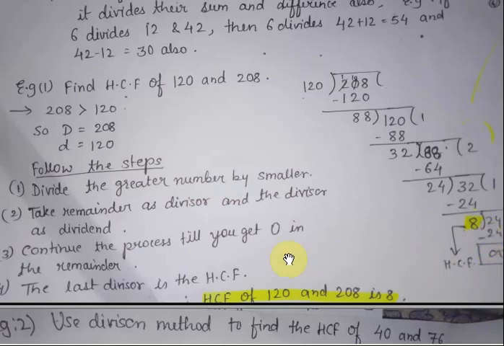Now in the last step, the last divisor is the HCF. So here the last divisor is 8. So the HCF of 120 and 208 will be 8. Okay.